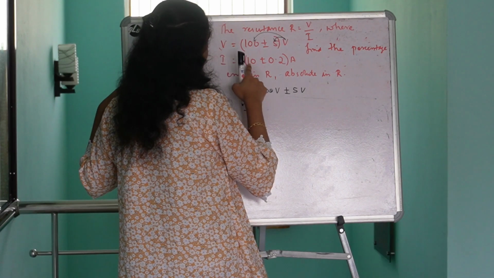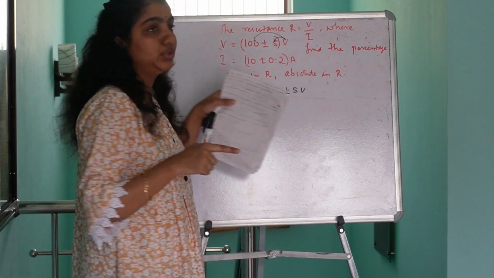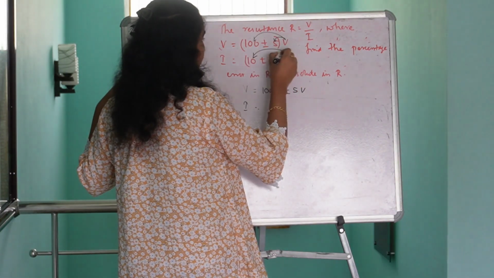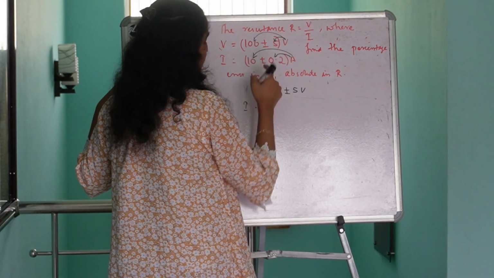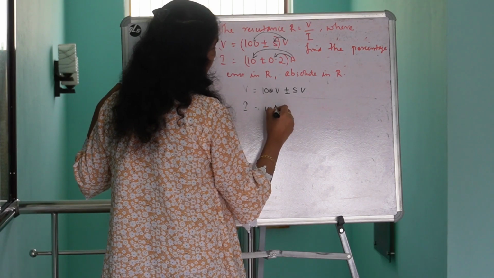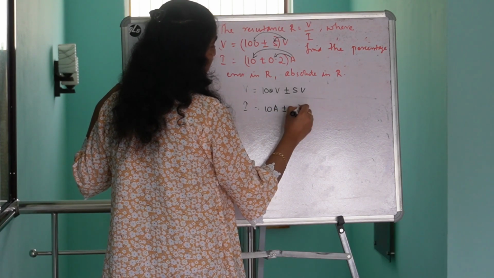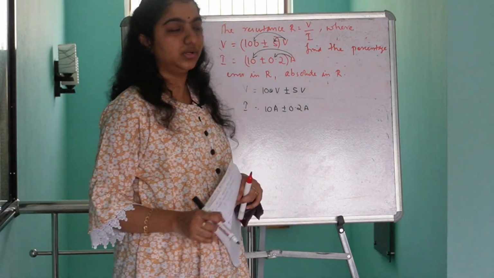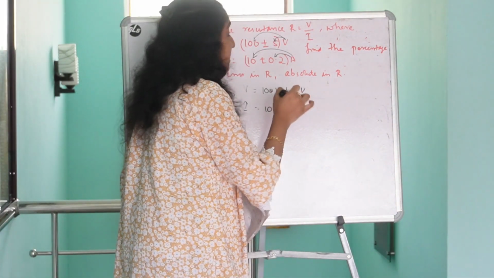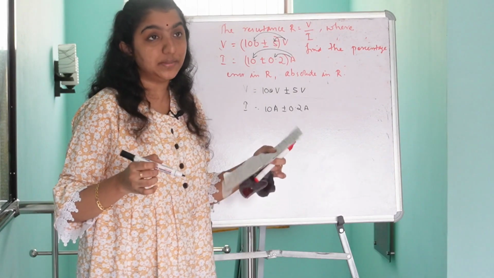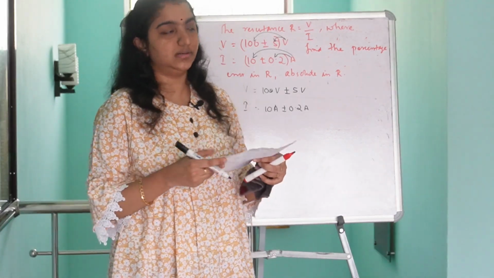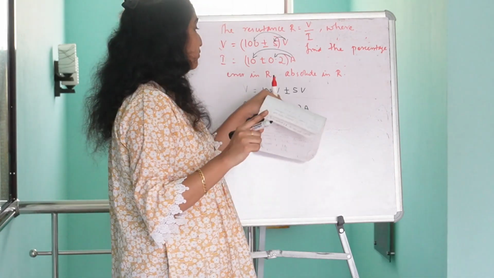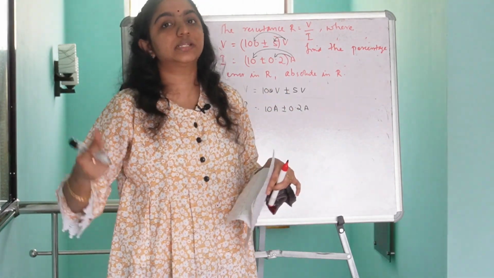Similarly, I is also given as 10 plus or minus 0.2 whole bracket ampere. It means this A is applicable to both 10 and 0.2. So we can say 10 ampere plus or minus 0.2 ampere. Here the units of the errors and the actual values are the same, so there is no need of unit conversion. If the units are not the same, please remember you have to convert all the values to a single unit.